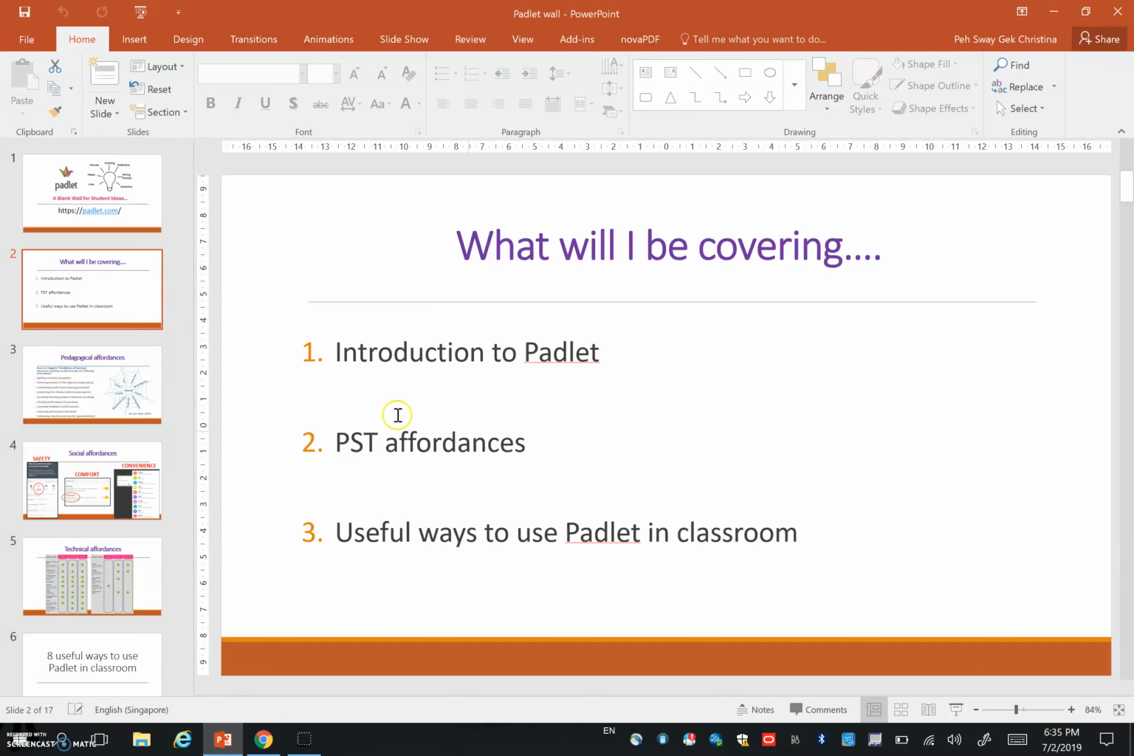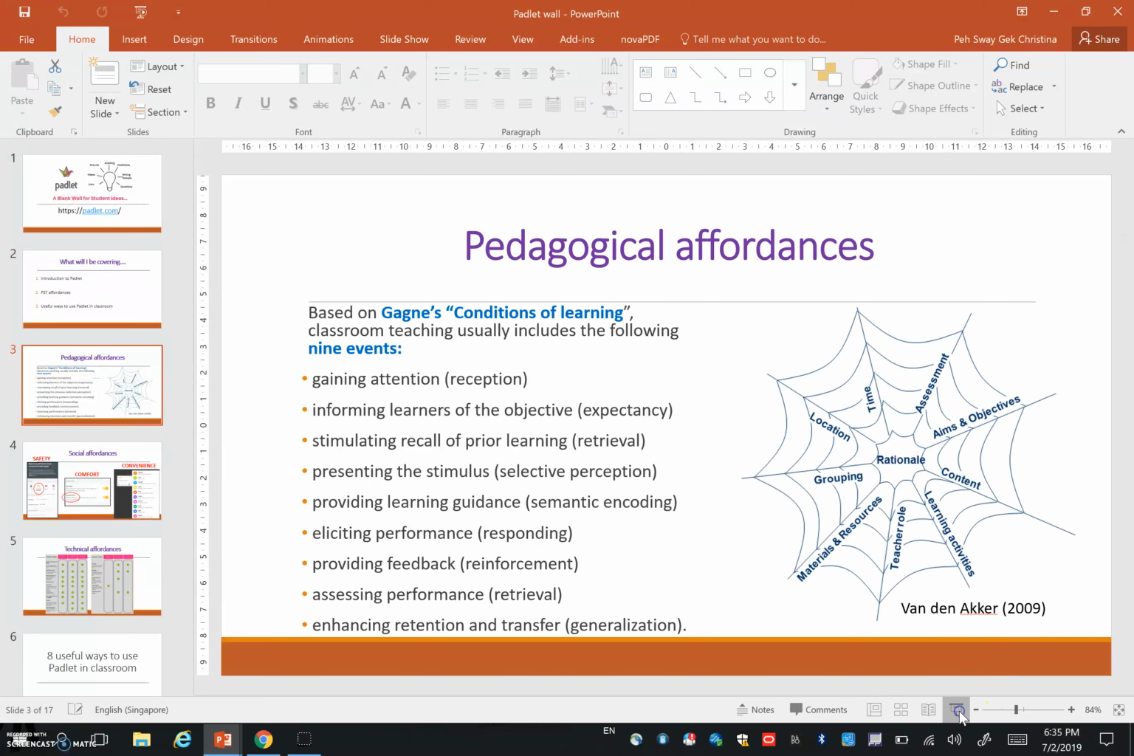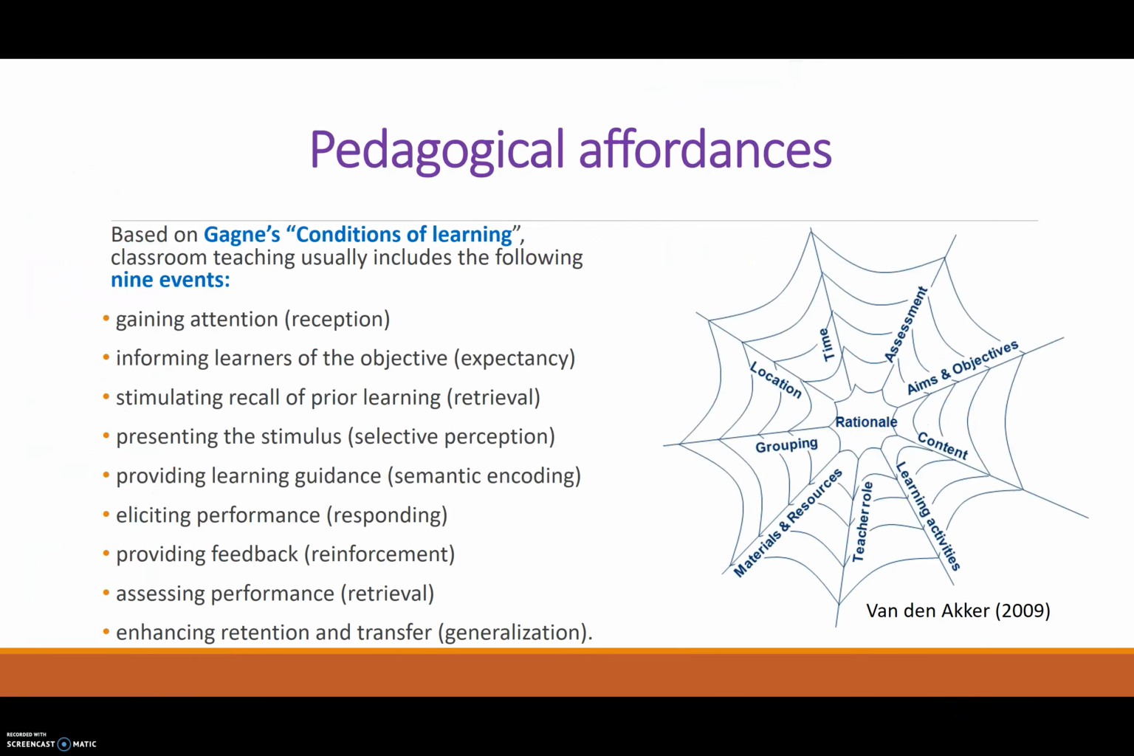Let's move to analyze the PST affordances of Padlet. So P represents the pedagogical affordances. I'm not going to cover all these here because it will be covered in the lecture. But mainly, I read up and it is understood that if the ICT tool can help you accomplish any of these above approaches, components, or events, it has pedagogical affordances.